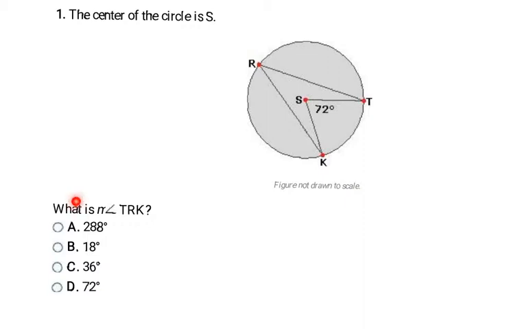This question says, what is the measure of the angle TRK? Well, I know that this central angle is 72 degrees. So then I know that the arc is also 72 degrees. And then I know that an inscribed angle is half of its arc. So half of 72 degrees is 36. So my answer here is C, 36 degrees.